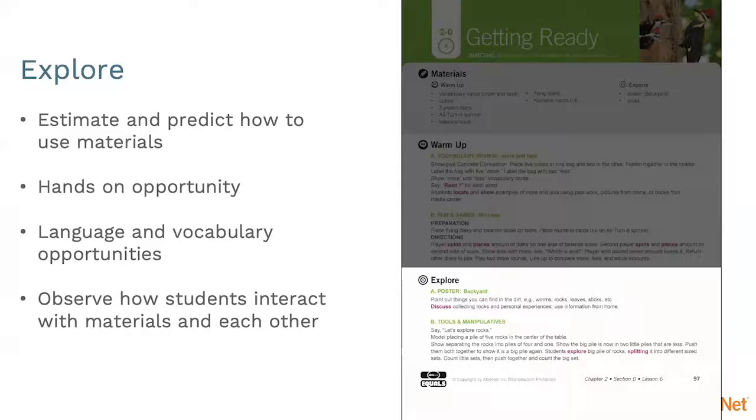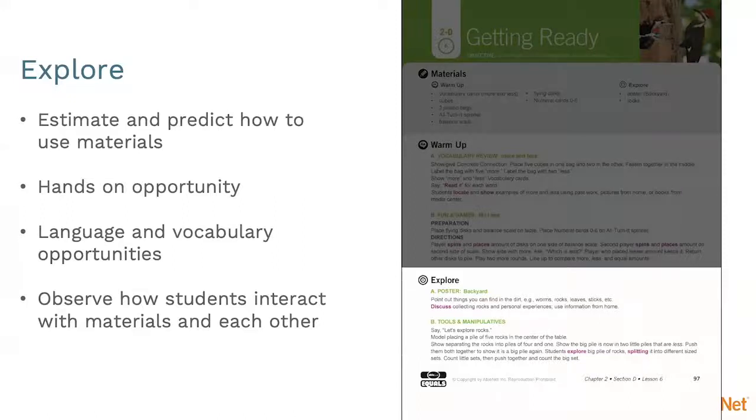The Explore section provides the teacher with a place to introduce the math tools and materials that students will be using during this lesson. During the poster activity, teachers are facilitating a conversation about where this lesson objective can be found within the environmental theme shown on the poster.